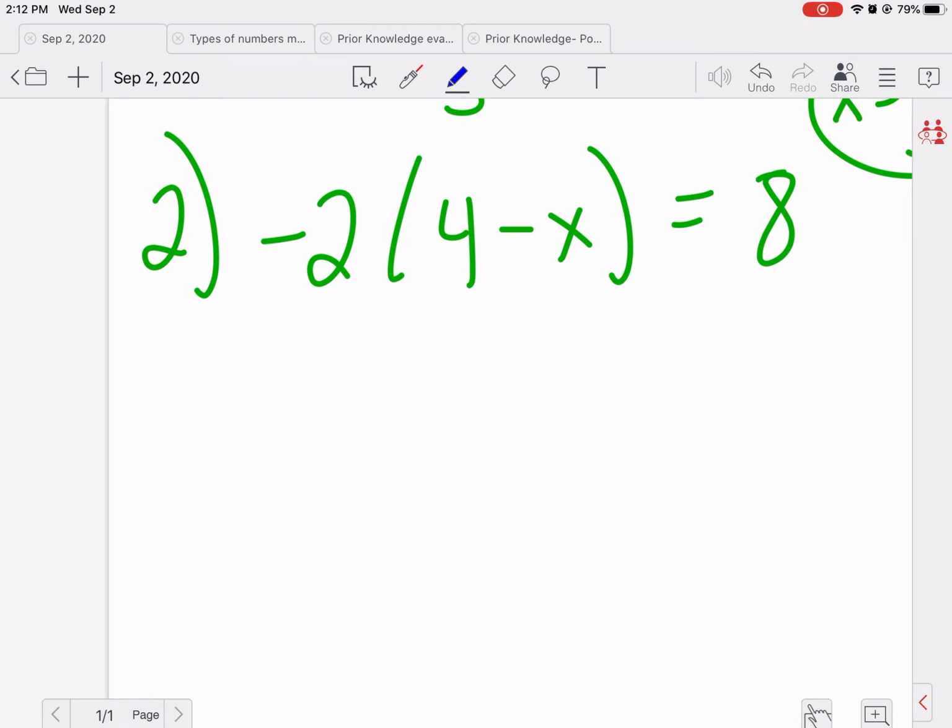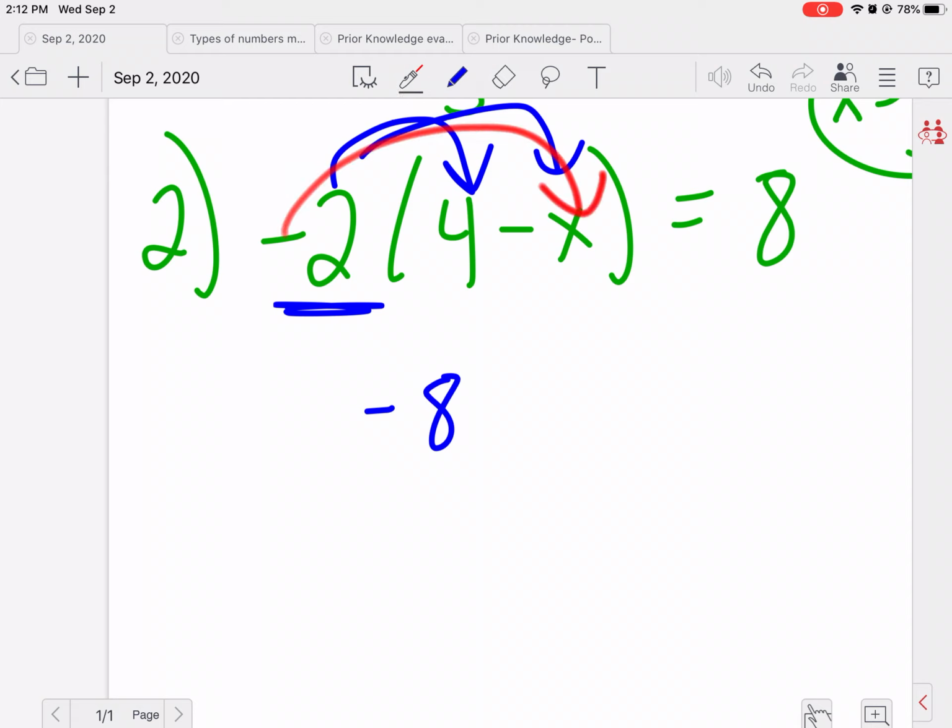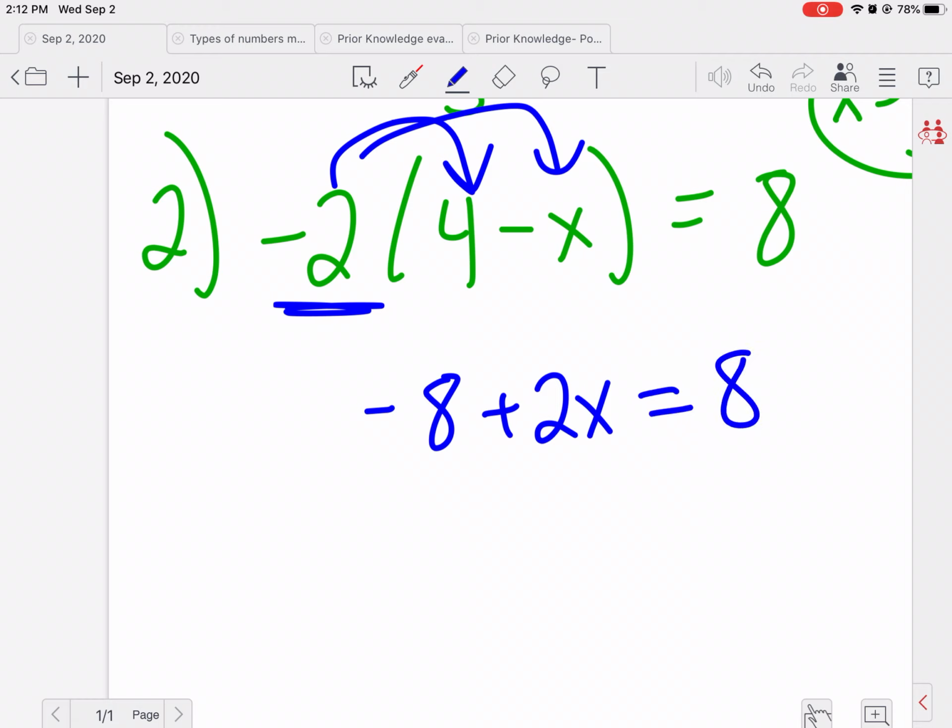All right, so this next one, anytime we see parentheses, we want to see if anything can be done inside the parentheses, and nothing can be done. We should also see if there's any like terms, but that probably won't happen for these first couple. But if I see a number outside the parenthesis, I want to distribute it in. So negative 2 times 4 would give me negative 8. Negative 2 times negative x is going to give me a plus 2x is going to equal 8.